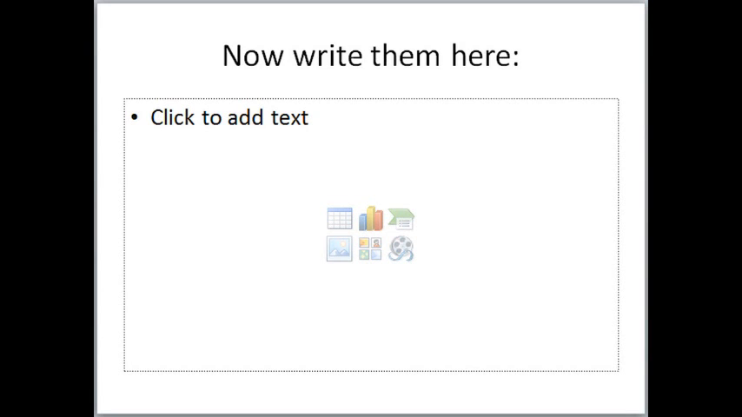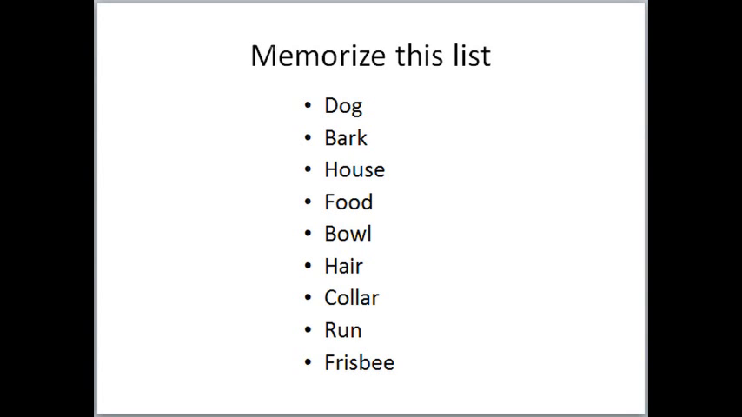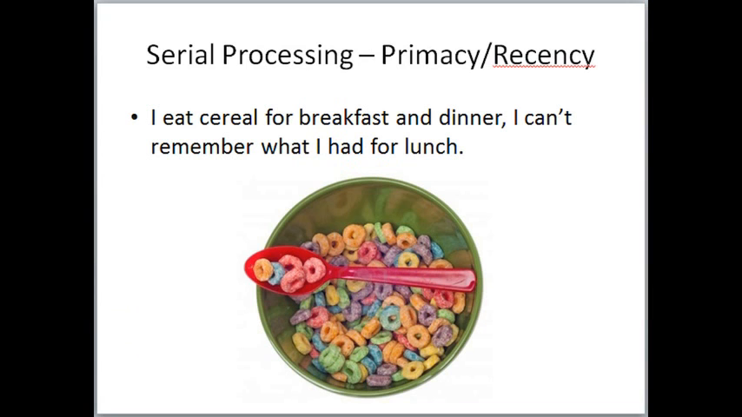Most of you are going to get the first couple words, dog, bark, maybe house, and the last few words, collar, run, and frisbee. Most of you are going to get those written down no problem. But those words in between, sometimes those are harder to memorize. This is due to what we call serial processing, not cereal like C-E-R-E-A-L, serial as in order. You'll remember the things at the beginning and at the end most.